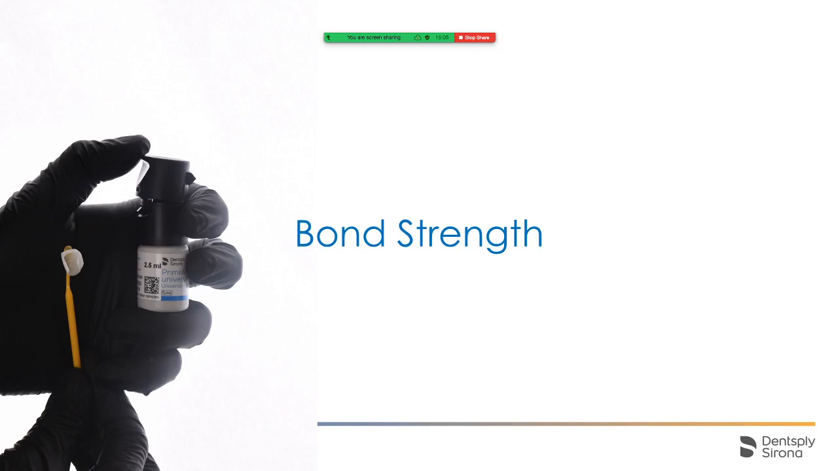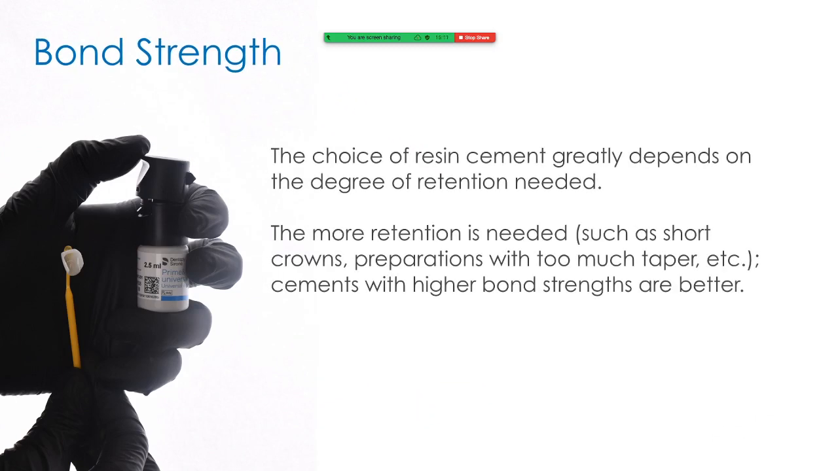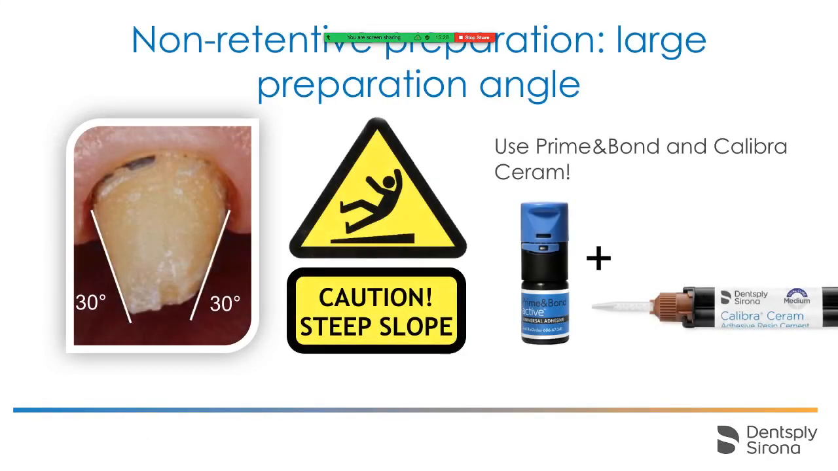For now, we'll talk about bond strength. Adequate bond strength to the underlying tooth structure is very important. Different types of resin cements will exhibit different bond strength to enamel and dentin. The choice of resin cement greatly depends on the degree of retention needed. The more retention is needed, like shorter crowns or preparation with too much taper, higher bond strength is better, okay?